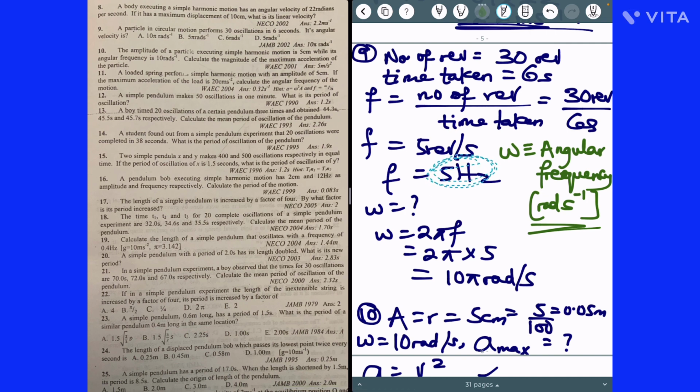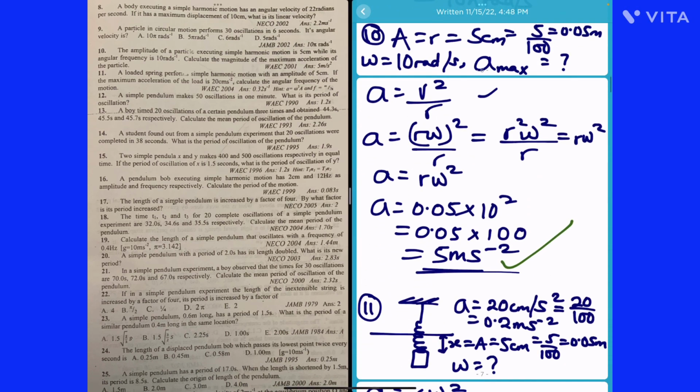Now, 5 hertz, we are looking for W. The question says its angular velocity is W. Let me jot it down. Angular velocity, W. So W is 2 pi F. That's 2 pi times 5, 10 pi radians per second. Now, that was question 9. Let's go to question 10.